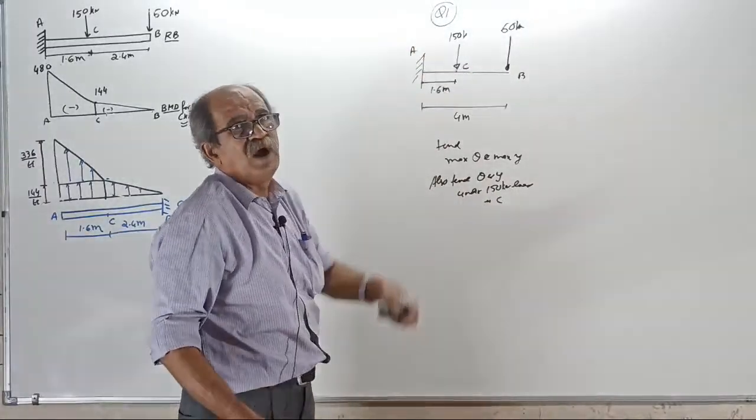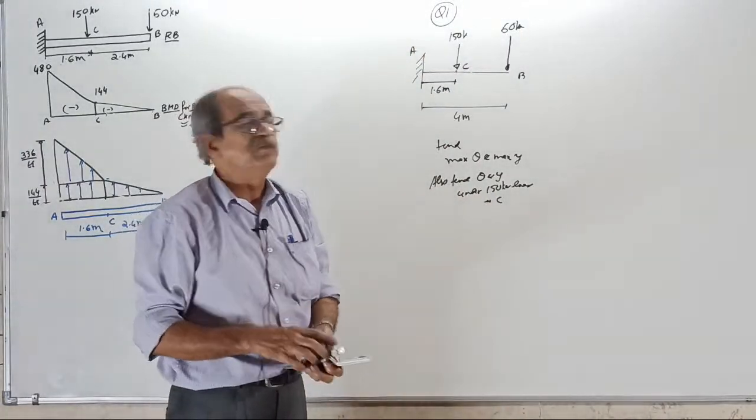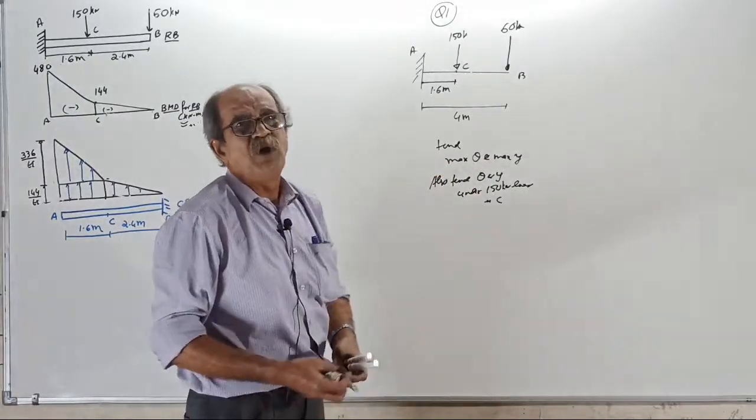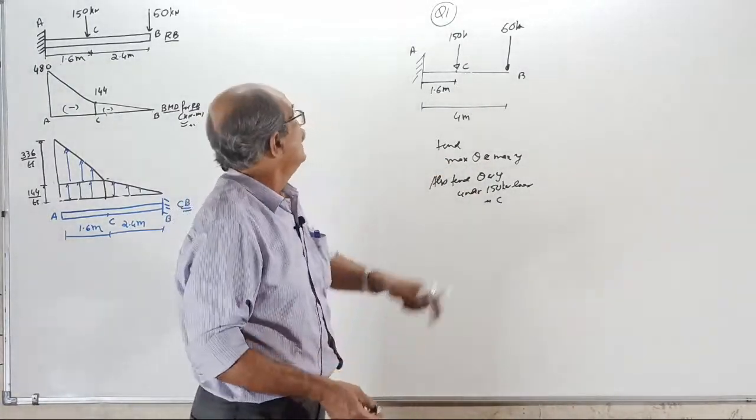Under 60 not required. Why? Under 60 the maximum will come. Okay, over. EI I am not giving. I am not wasting time with the EI value. This is the first question.